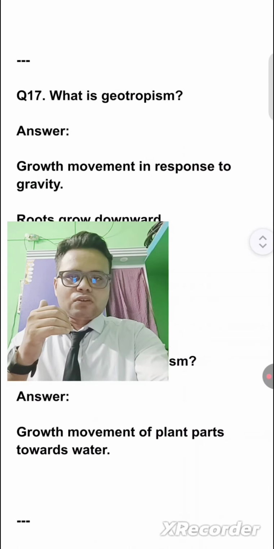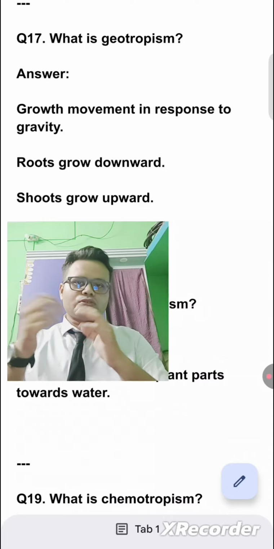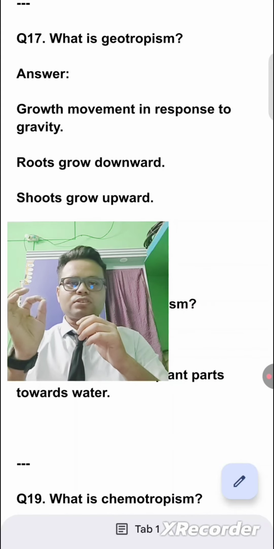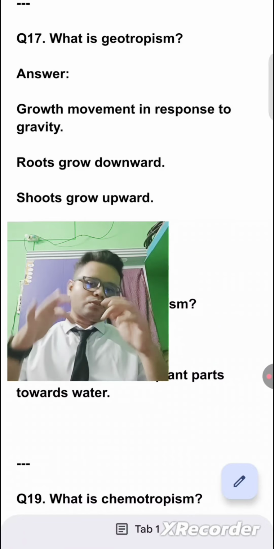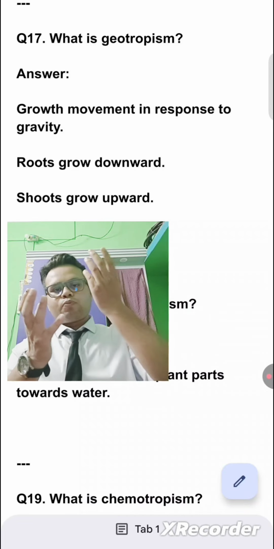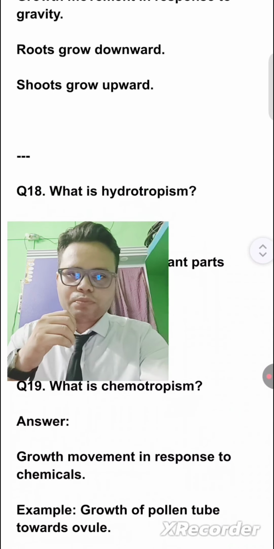And after that, what is geotropism? Growth movement in response to gravity is known as geotropism. Roots grow downward, and that is geotropism. And the shoots grow upward. Shoots growing upward also comes under geotropism.